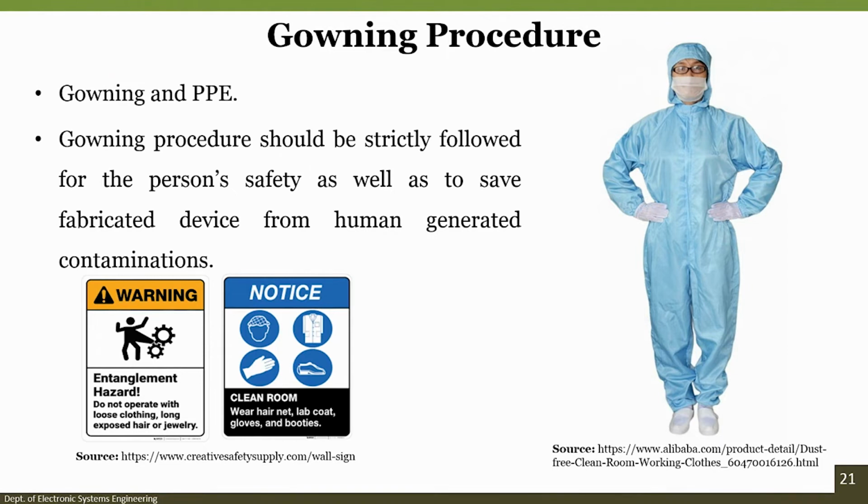The gowning procedure should be strictly followed for the person's safety as well as to save the fabricated device from human generated contaminations. You understand that if there is loose clothing, there is an entanglement hazard. Secondly, wear a hair net, lab coat, gloves and booties. You can see that all these things would be there within the clean room. And once you wear everything, more or less this is how the person should look when he or she is wearing clean room gowns, along with the PPEs.